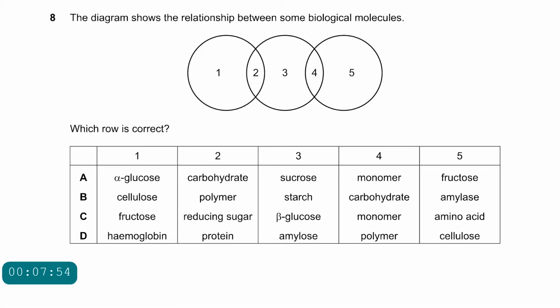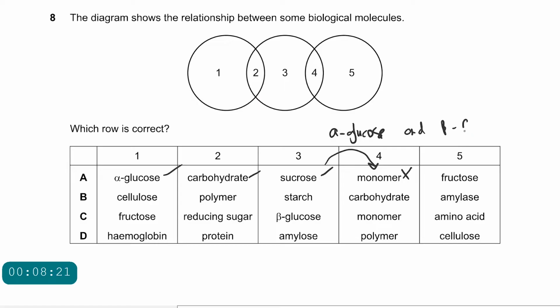Question 8. The diagram shows a relationship between some biological molecules. Which row is correct? Let's start with A. Here is alpha glucose, carbohydrate, and sucrose. 3 of these are correct. However, here it's assuming that sucrose is a monomer. This is incorrect because sucrose is a disaccharide made of alpha glucose and beta fructose. Therefore, it's not a monomer.